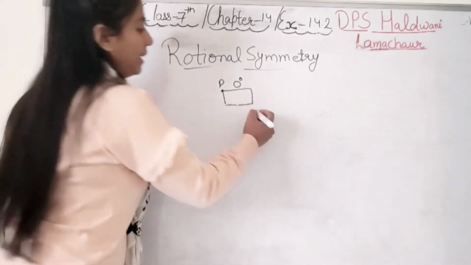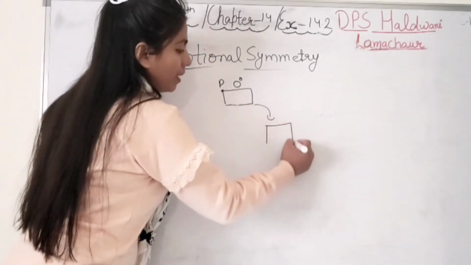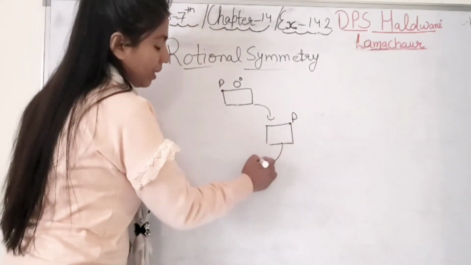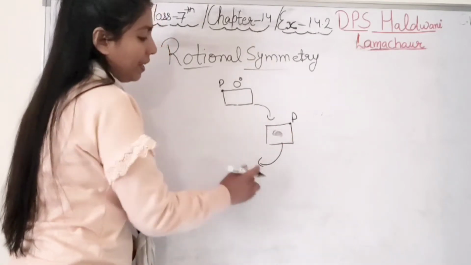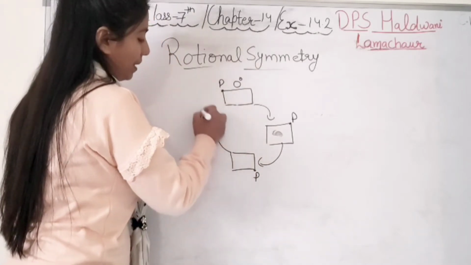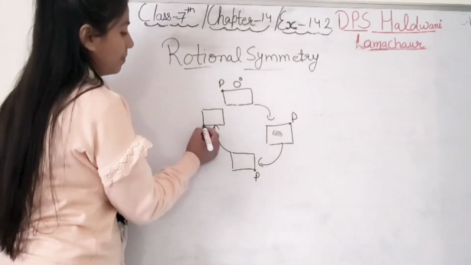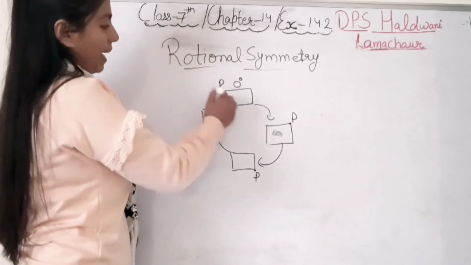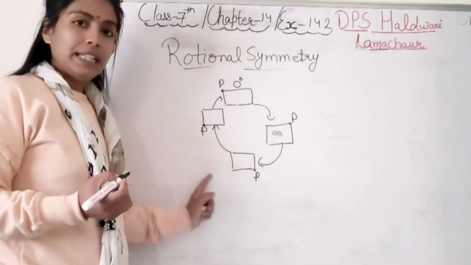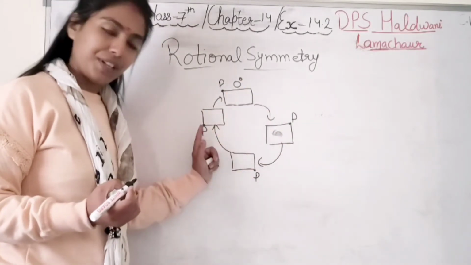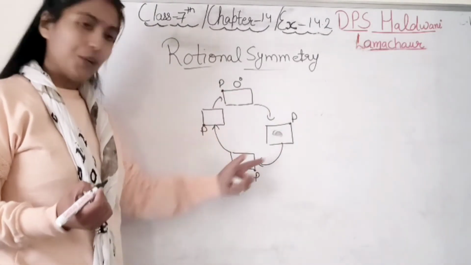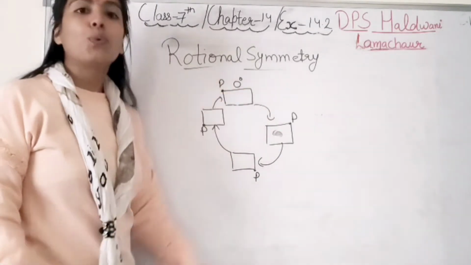When you rotate it at 90 degrees, right? The figure will be the same, but P will come here. Now this is 90 degrees, then at 180 degrees the figure will be the same, but P will come here. Then at 270 degrees, P will come here. Now at 360 degrees, again P will come here only. It means we have done the total 360 degree rotation. This P point is only for your idea. This is the rotational symmetry for this figure, the square.